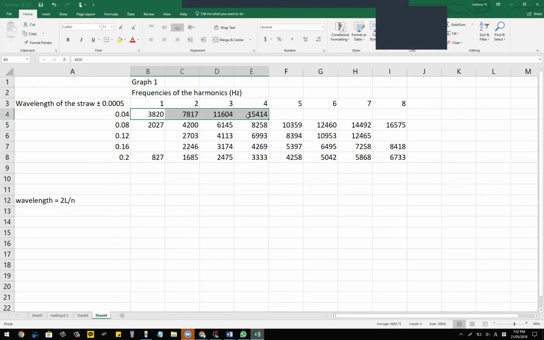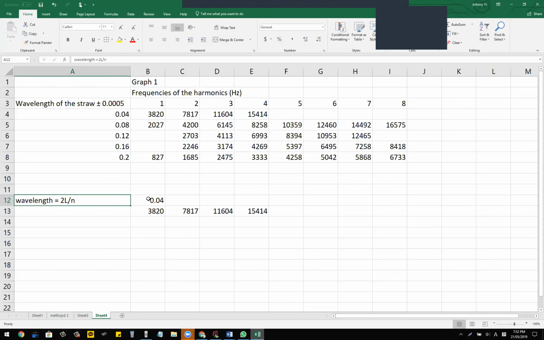So for these frequencies here, the wavelength was 0.04 times 2, because for that frequency, this is the L, this is the n. So if you do that, sorry, this must be 0.4, that's 2, right? That one there.